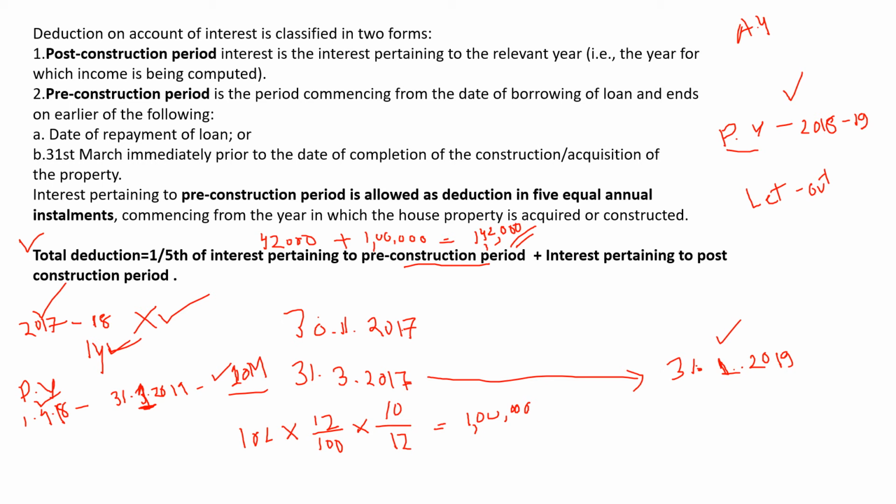Our previous year is 2018-19. So the post-construction period interest has only been taken for 2018-19. As we have already got this deduction, for the pre-construction period interest we will calculate all the deductions and then divide it by 5, as we will get it in 5 equal installments. I hope it is clear.